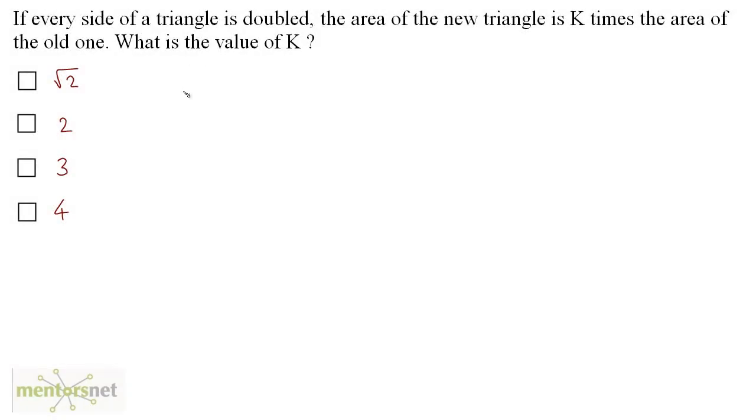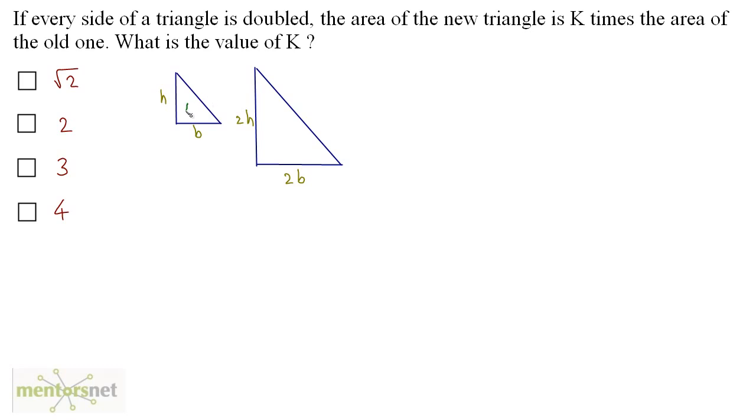If every side of a triangle is doubled, the area of the new triangle is K times the area of the old one. What is the value of K? So for simplicity purposes, let us consider right angle triangles. So this is the initial triangle. Let its base be B and height be H. Now we are doubling every side of the triangle. So the base will be doubled, that will be 2b, and the height will also be doubled, that will be 2h. Okay.